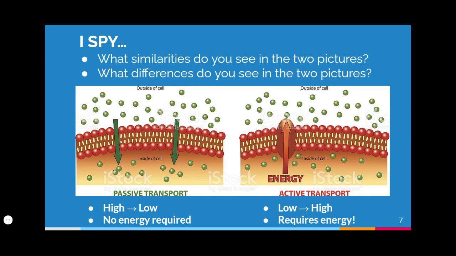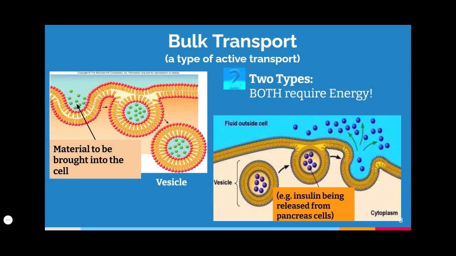So, like I just said, going from a high concentration to a low concentration, no energy required. But when you go from a low concentration to a high concentration, energy is required. So there's two types of active transport that I want to talk about, and we refer to them as bulk transport. One, when materials are being brought into a cell. The other is when we're trying to expel or get rid of materials from the inside of the cell.